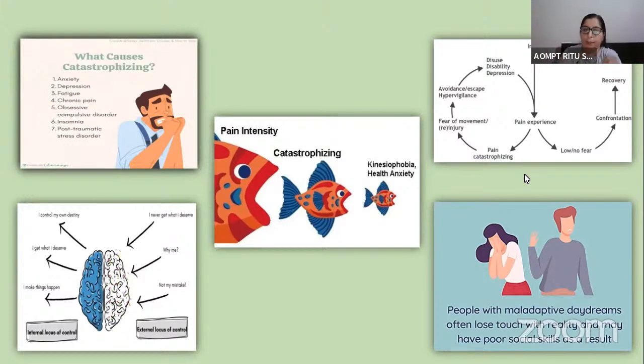And the locus of control will be external. Why me? I never get what I deserve, not my mistake. So these kinds of situations come in their mind. So this is the way we can understand the cognitive behavior and the pain experience. If there is an injury and they are having a pain experience, that pain can also involve catastrophizing, fear of movement, avoidance, and disability, which is caused because of the depression. So these are the things.